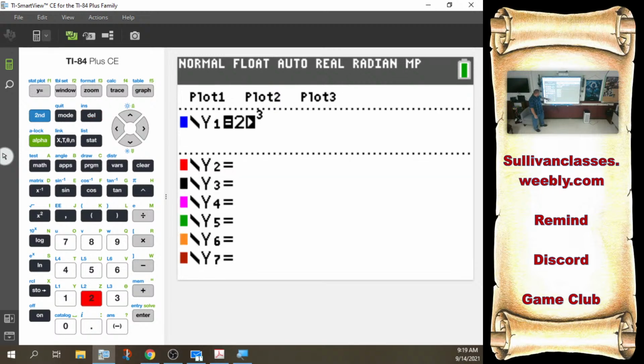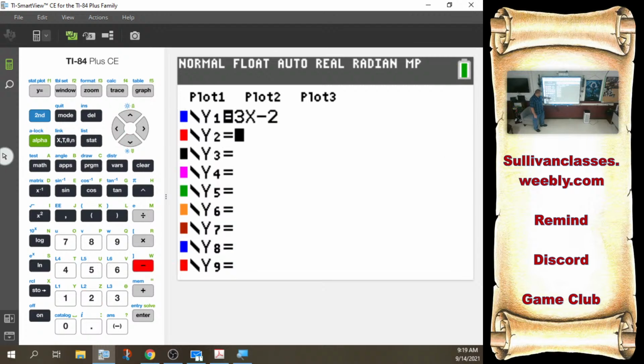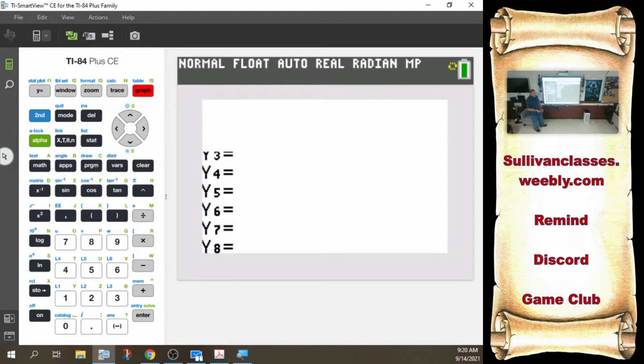2x minus 3? 3. 3x minus 2. And then 2 minus x. Remember that part. 2 minus x. Okay. Graph-a-fa.